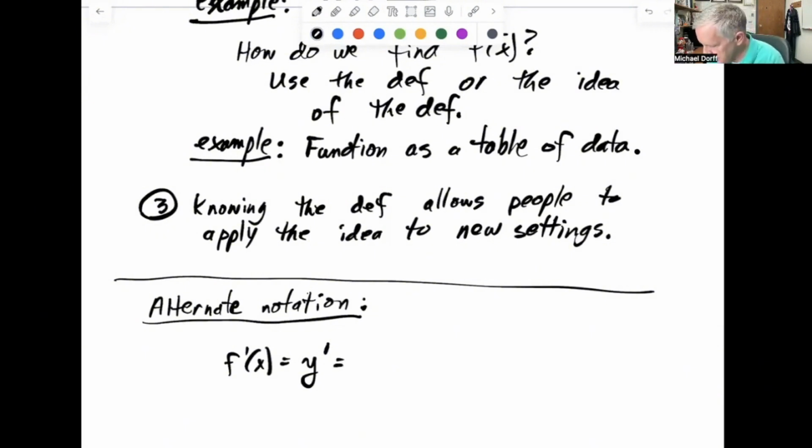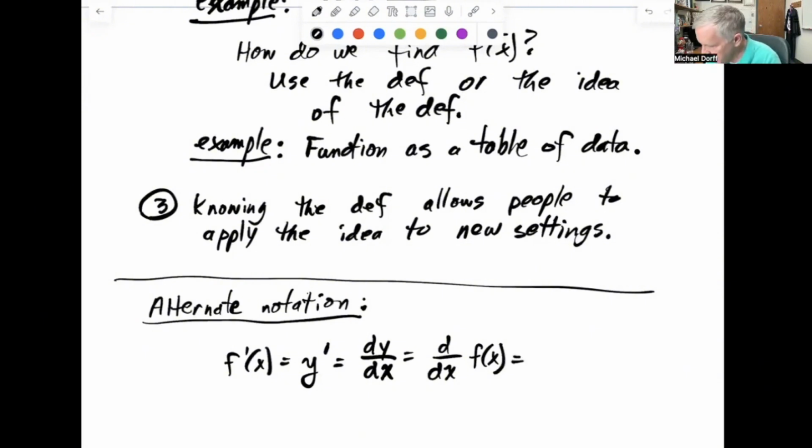Another way that we'll talk about it is to represent it as dy/dx. So we're taking the derivative of y with respect to x. Another way that you will see in other disciplines is d/dx of f of x. And we will talk a little bit about that.